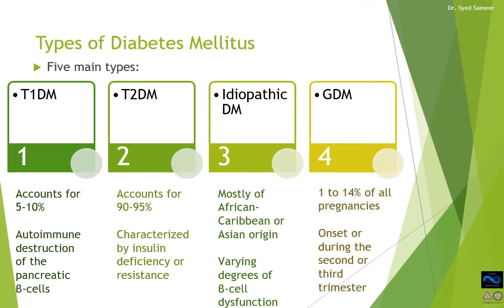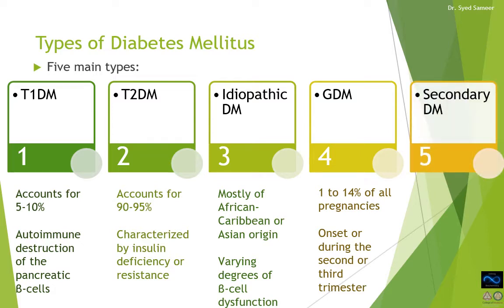Fourth one is affecting the pregnancies. Around 14% of the pregnancies get affected by it and is classified as gestational diabetes mellitus as it occurs during the second or third trimester of the gestation. Fifth and the last one is called secondary diabetes mellitus, and usually accounts for a small percentage of the cases, around 1% of it, and is associated with specific conditions and pathologies which have been classified apart from these four things.